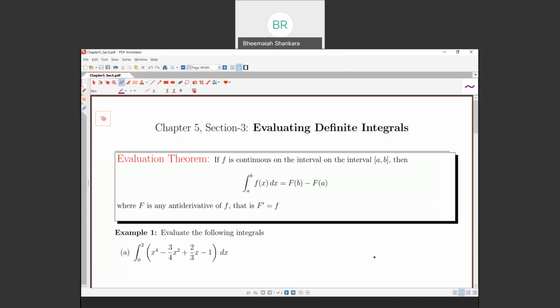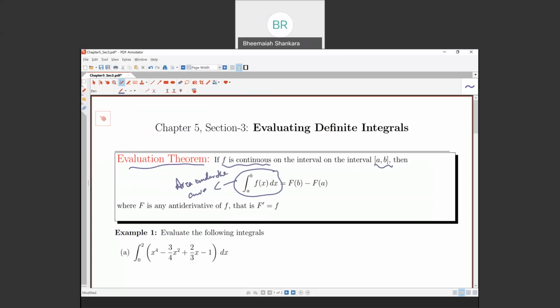We'll start with Chapter 5, Section 3, Evaluating Definite Integrals. So here is the first theorem, the evaluation theorem. Suppose you are given f to be any continuous function on the interval [a, b], then you're trying to evaluate the integration of this function f from a to b dx. So this is also the area under the curve. You know this from the previous section.